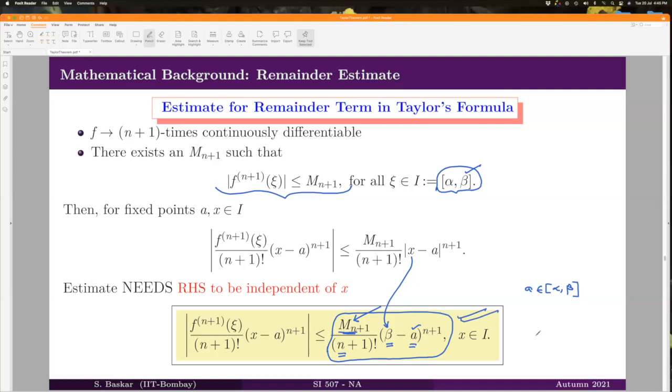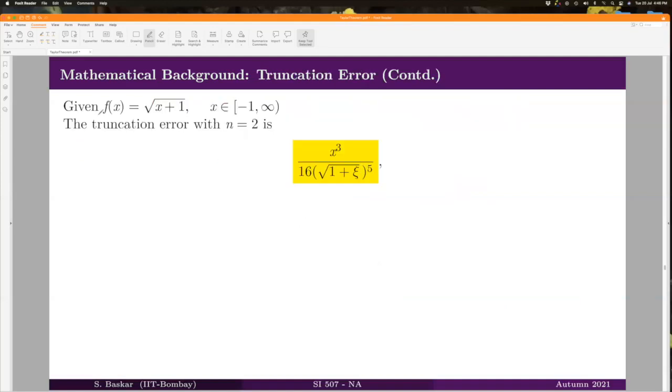Let us go back to our previous example and try to find an estimate for the truncation error. Recall that in our previous example, we have taken f of x equal to root x plus 1, and this function is defined in the interval minus 1 to infinity, right?